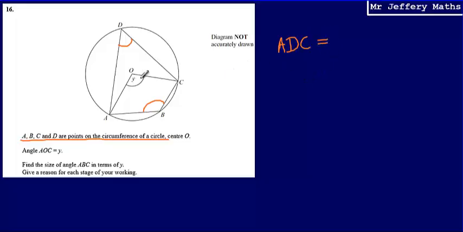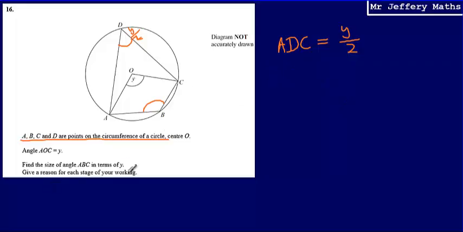Now what we're saying is that the angle at the centre is twice the angle at the circumference. Or we can think of it as the angle at the circumference is half the size of the angle at the centre. So ADC is going to be Y divided by 2, half of Y. So I can write that there, Y over 2. So angle ADC is Y over 2.